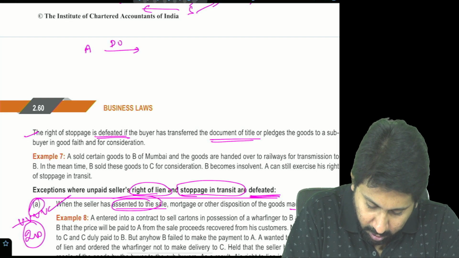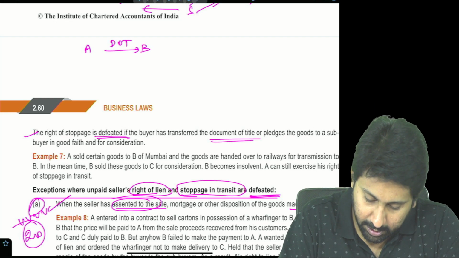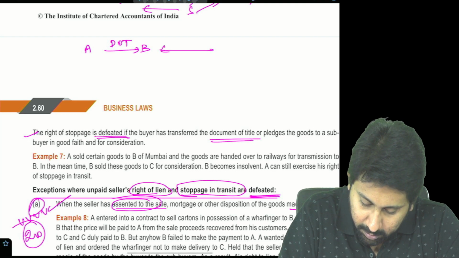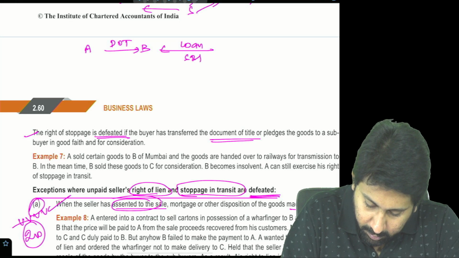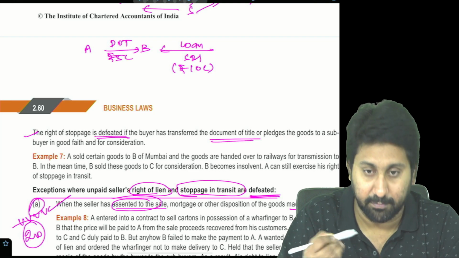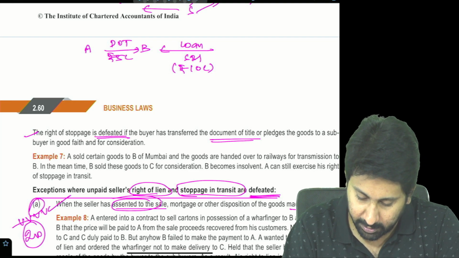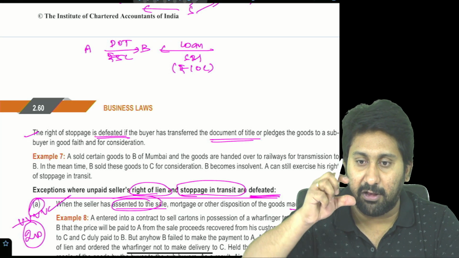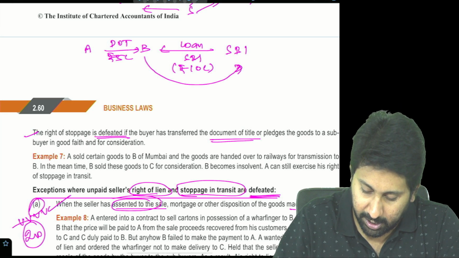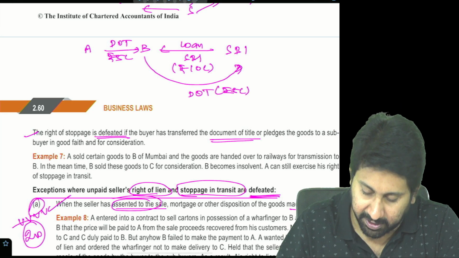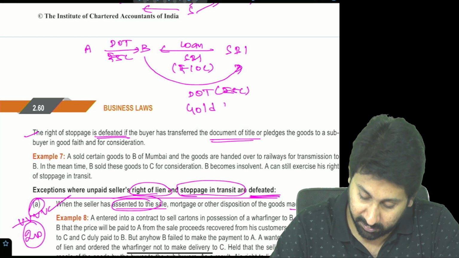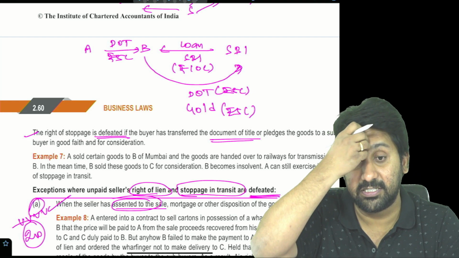A transferred a document of title to B. B has taken a loan from SBI worth rupees 10 lakh. Goods worth rupees 5 lakh. So the document of title value is 5 lakh. B took a loan from SBI and kept a document of title worth rupees 5 lakh as security, and gold belonging to B was another 5 lakh. This is how this was made.